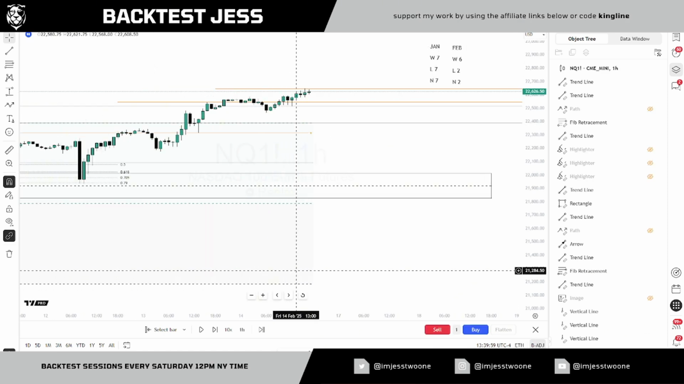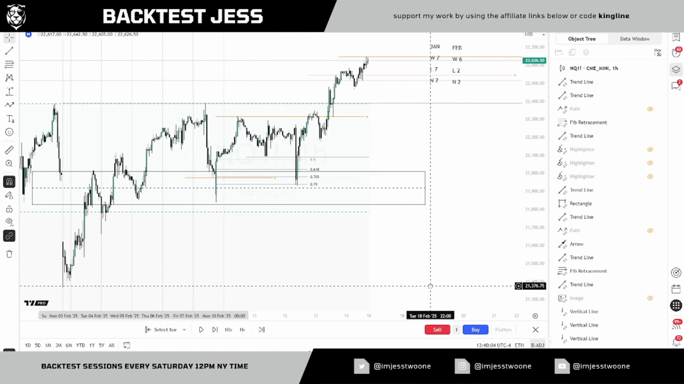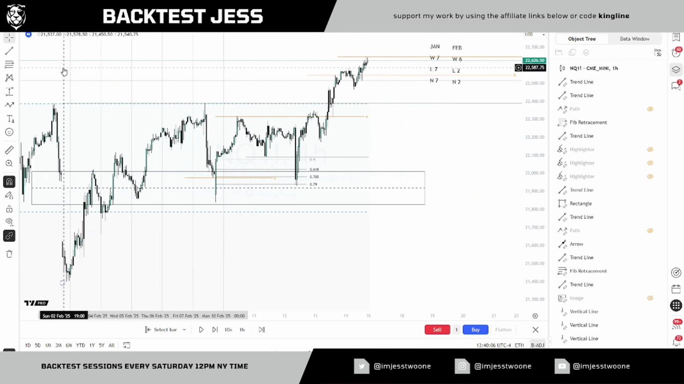Now going into the 1 hour chart from that price action. Let's see if I can grab all these and just scoot them over.